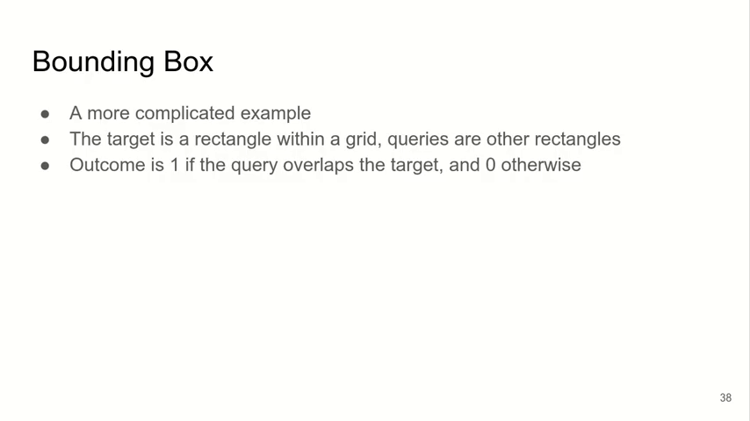For a more complicated example, we can look at bounding box. In this game, the target value is a rectangle in a grid, and queries are other rectangles within the same grid. If the query rectangle overlaps the target, it gives an outcome of 1, and otherwise gives an outcome of 0. In this example, we have a 10 by 10 grid. Before we start, green means overlap, red is no overlap, and this here is the target rectangle.